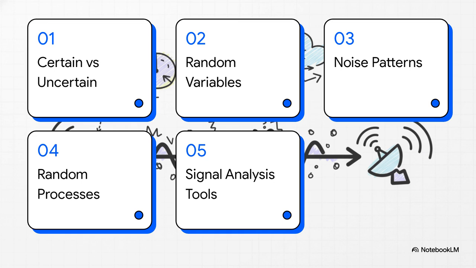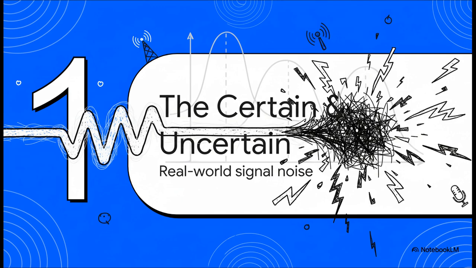Okay, so here's how we're going to break this down. First, we'll get a grip on the core problem, this battle between our perfect signal and all that uncertainty. Then we'll build up the language we need to actually describe randomness mathematically. After that, we'll look at the common fingerprints noise leaves behind, see how it behaves over time, and then finally, we'll get to the fun part, the powerful tools we use to analyze it and ultimately beat it. So, let's start at the beginning.